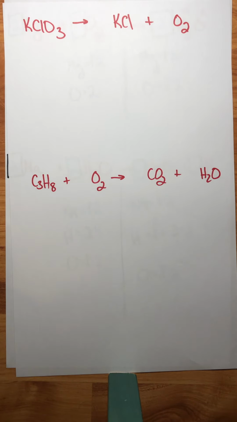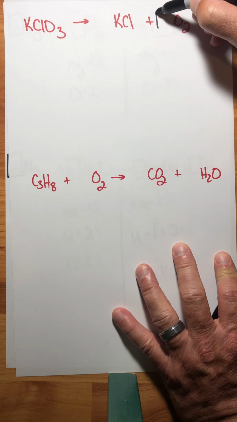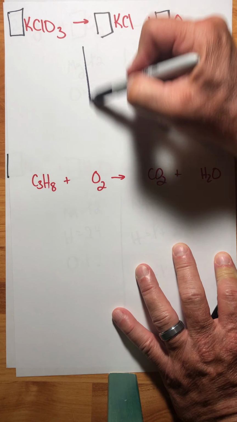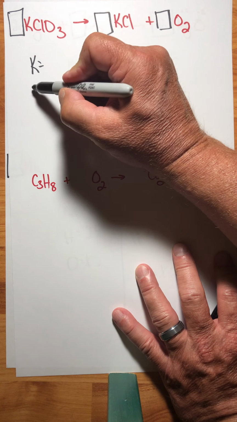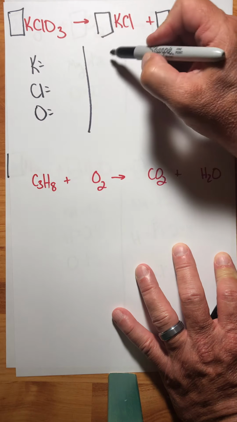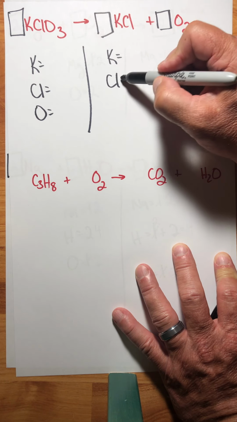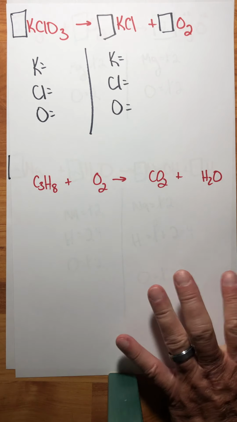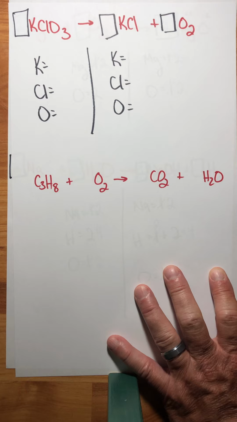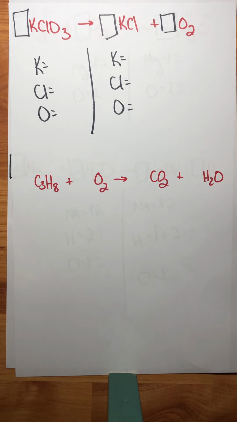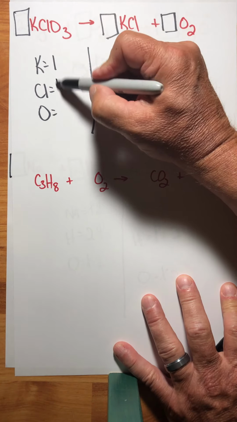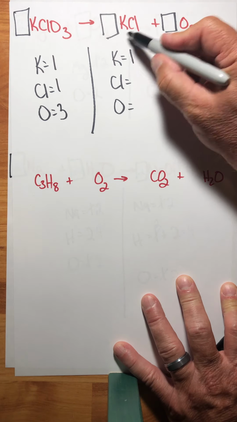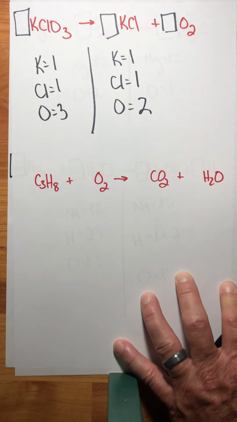So on this one here, again, I tend to put these boxes in here. I'm going to do my inventory. So I have potassium, chlorine, and oxygen. Potassium, chlorine, and oxygen. Now notice how I'm setting this up, right? I didn't do the inventories. I'm just trying to make sure that they're all the same on both sides. And now I'm doing my inventory. I have 1 potassium, 1 chlorine, 3 oxygens, 1 potassium, 1 chlorine, and 2 oxygens.